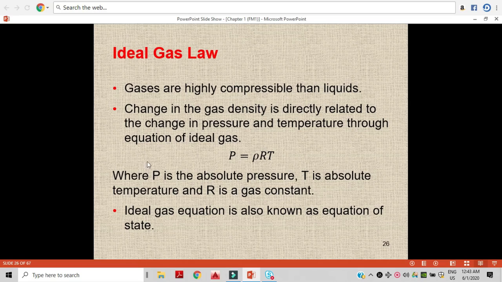You must remember that whenever you use pressure and temperature here, the units must be absolute, either Kelvin or Rankine. R is the gas constant, which is different for each gas. There is another R, R_u, the universal gas constant, which is the same for all gases. Keep in mind, the ideal gas equation is also known as the equation of state.